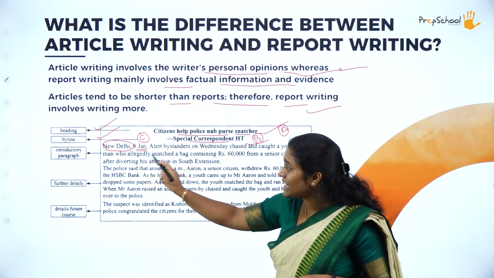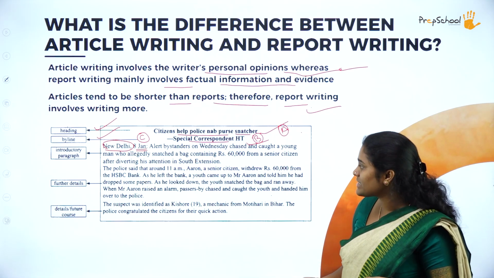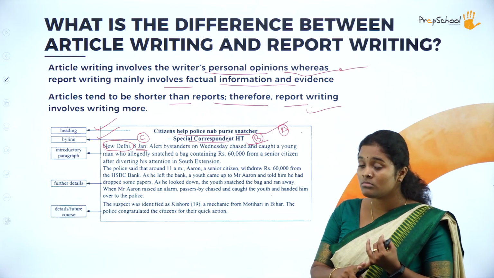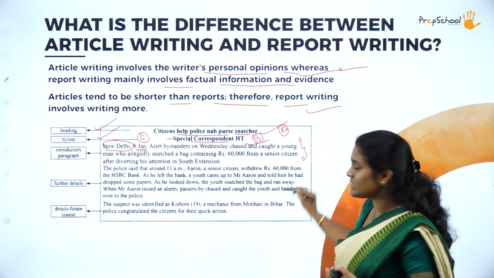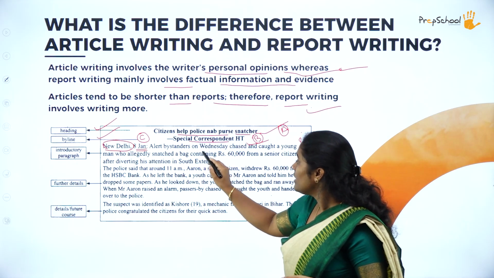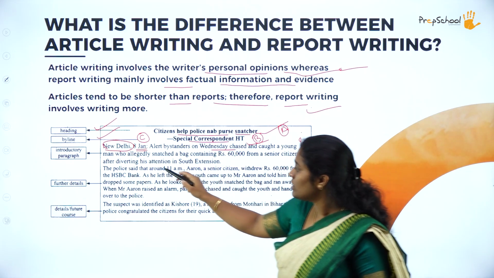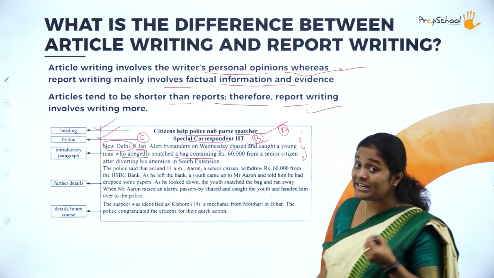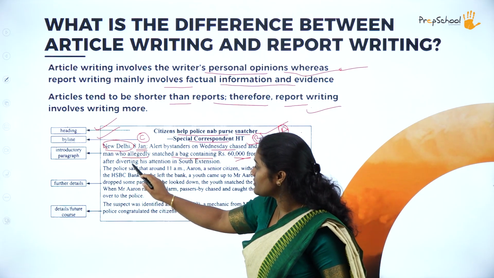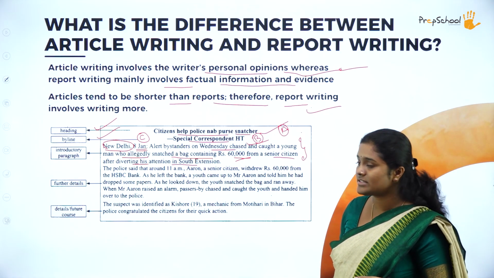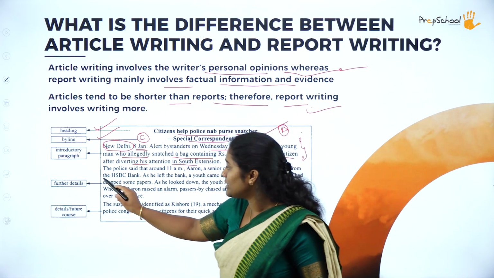And then we'll start with the introductory paragraph. "Alert bystanders on Wednesday chased" who, what happened, when did it happen. You see everything is being answered in this introductory paragraph. On Wednesday chased and caught who, a young man who allegedly snatched what? What was the amount? A senior citizen, who else was affected, by diverting his attention in South Extension. Then further details will be given.